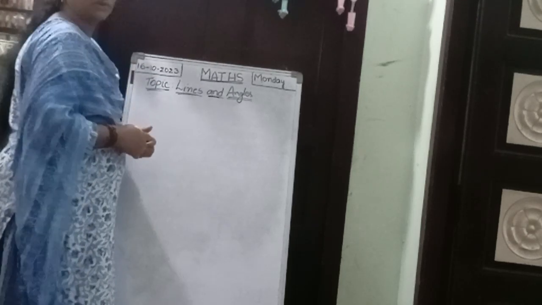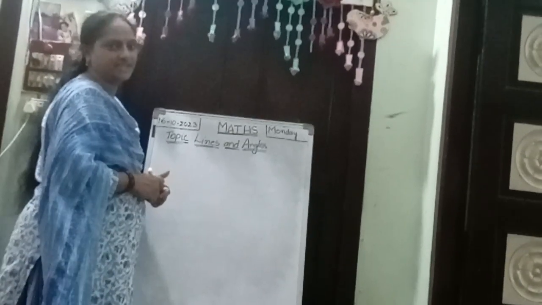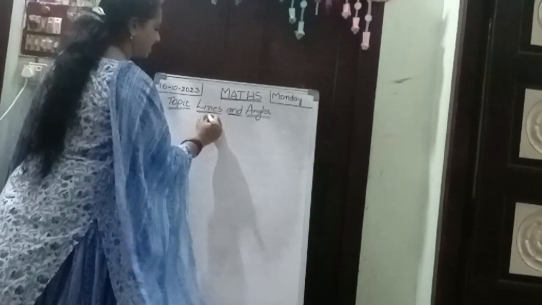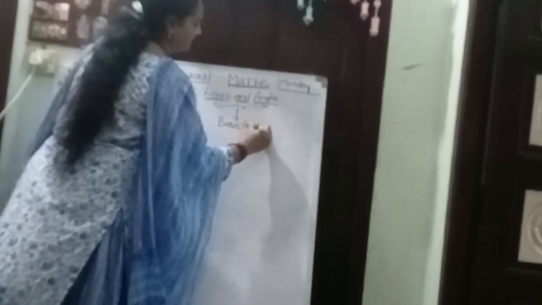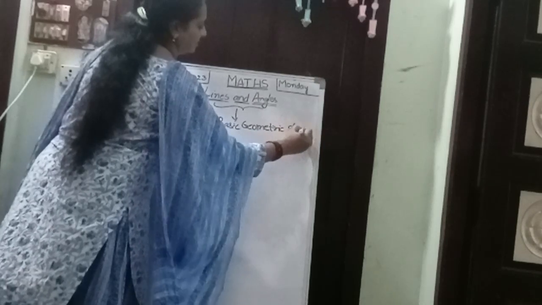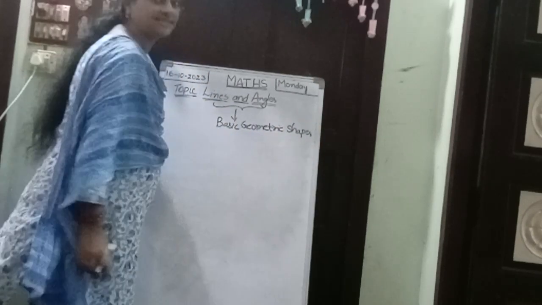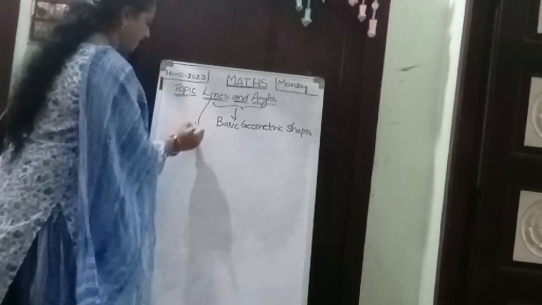Today I am here to discuss a few things about lines and angles. Lines and angles are the basic geometric shapes. Let us see first about lines.